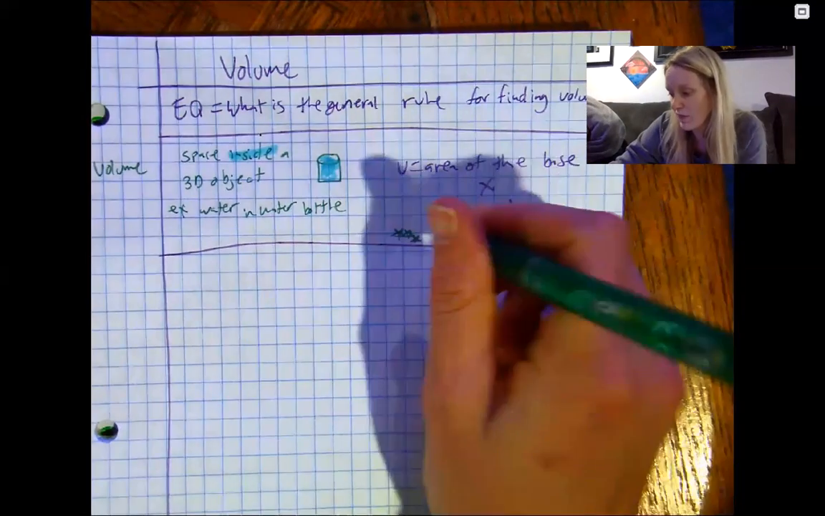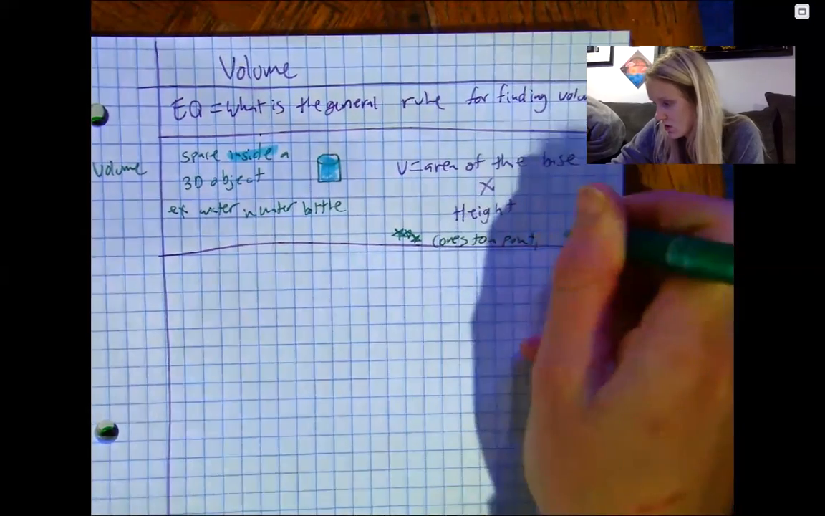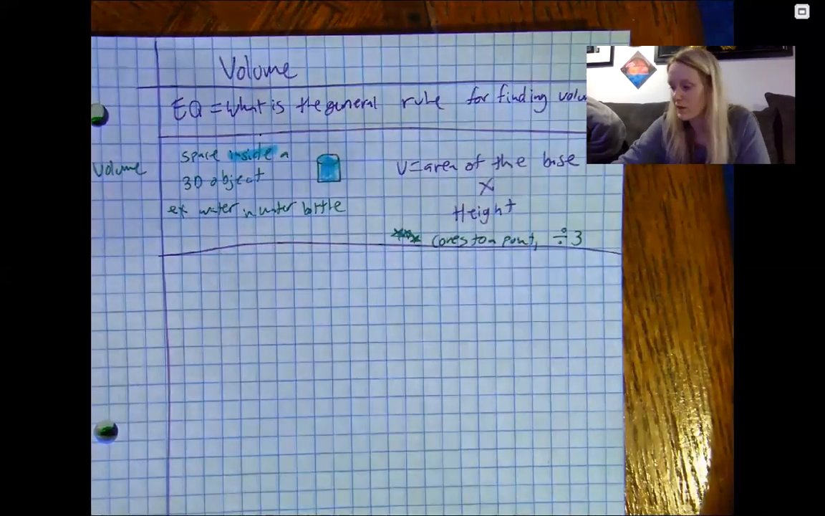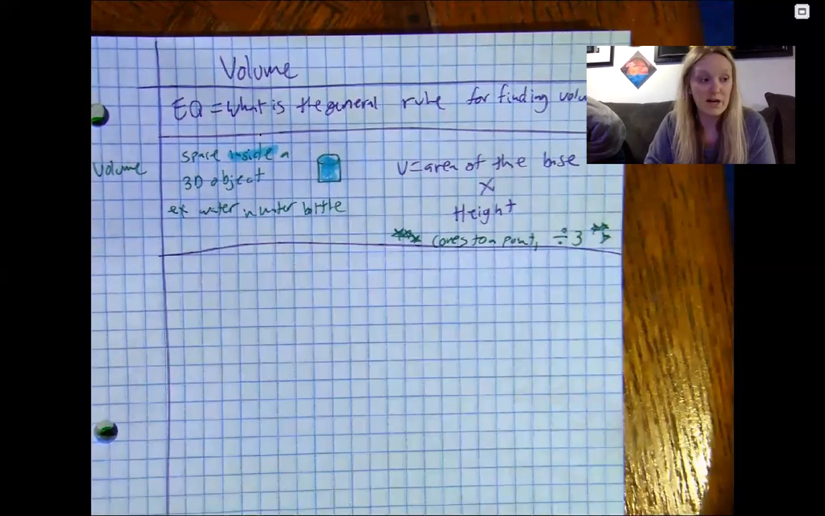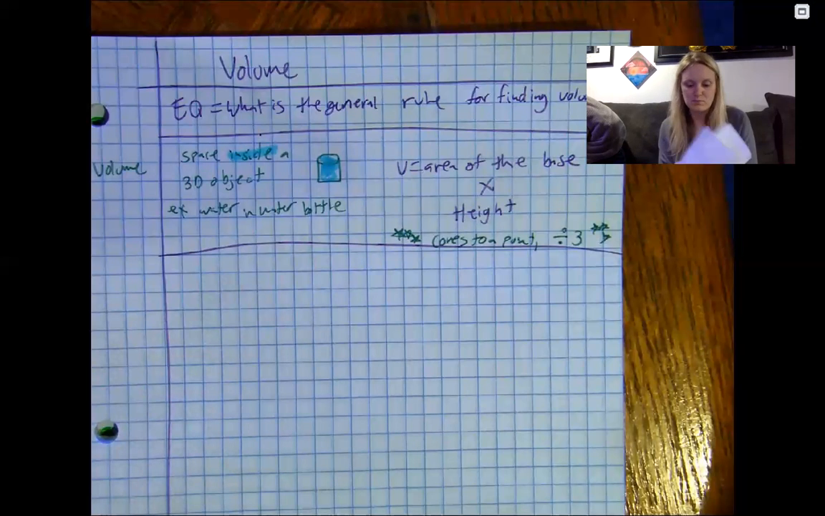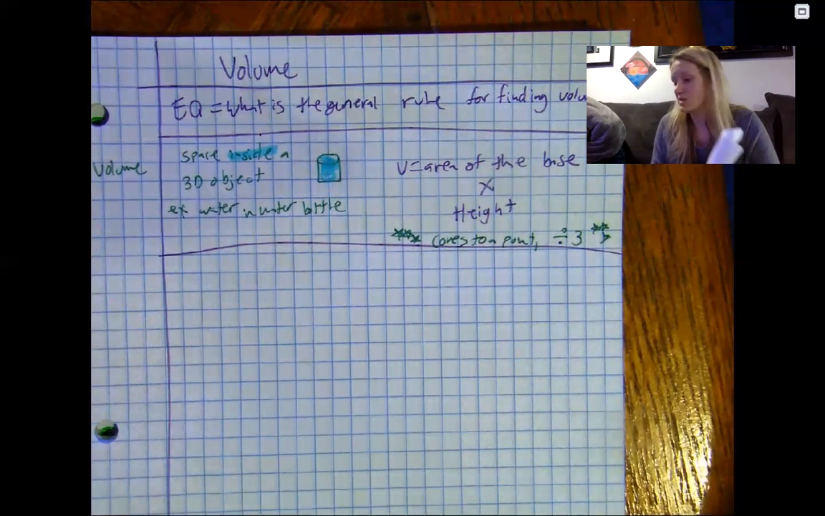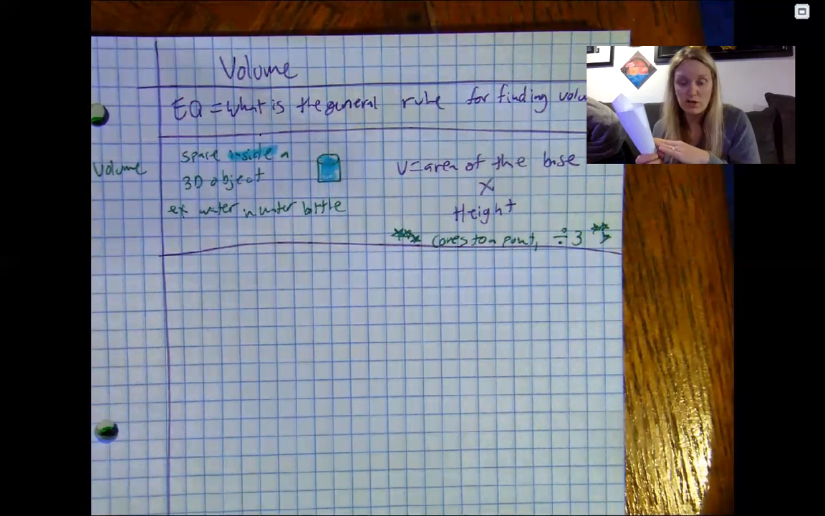But the only exceptions are when they come to a point. When it comes to a point, you need to divide your answer by 3. An example of an object that comes to a point would be an ice cream cone. It would be the area of the base, which is a circle, times how tall it is, and then you divide by 3. So it's the same premise, area of the base times how tall it is, but then you have to divide by 3 because it's not taking all that volume in.